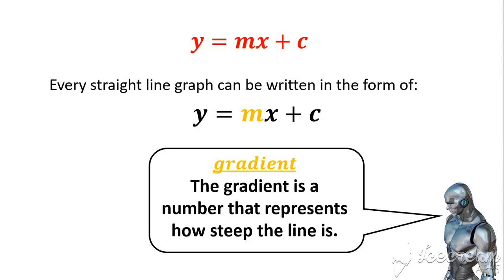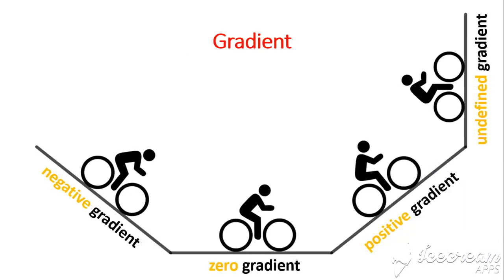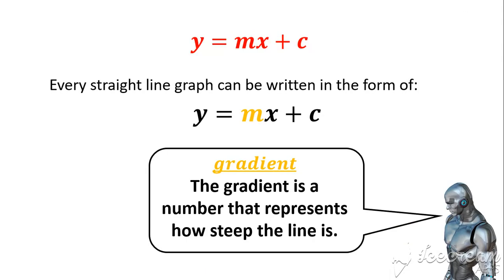Now let's chat about this number m. M represents the gradient. The gradient is a number that represents how steep the line is. Remember from our last couple of videos, we've talked about negative gradients, zero gradients, positive gradients, and undefined gradients. So that's our gradient. Gradient is the number that is multiplied by the x.